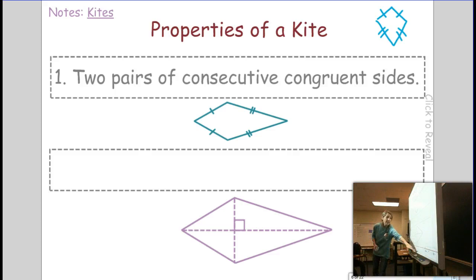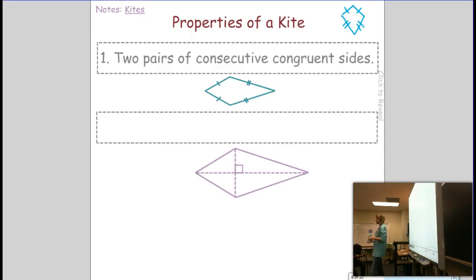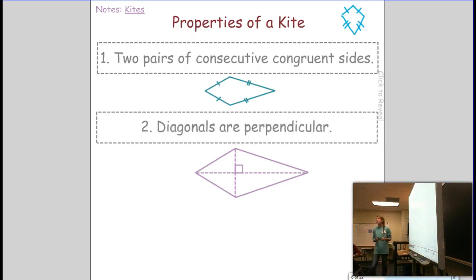All right. Look at the next picture. What do you think the next property is? Raise your hand. There's a right angle. The diagonals are perpendicular. Very good. Jared, there is a right angle, but that's not the name of the property, okay? Number two, the diagonals are perpendicular. Like Jared said, that means they cross at a 90 degree angle.